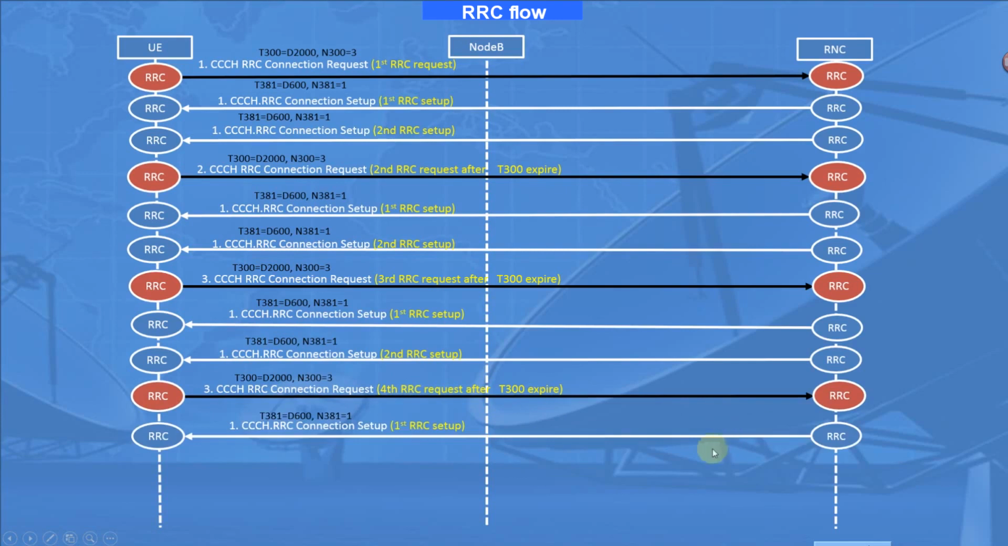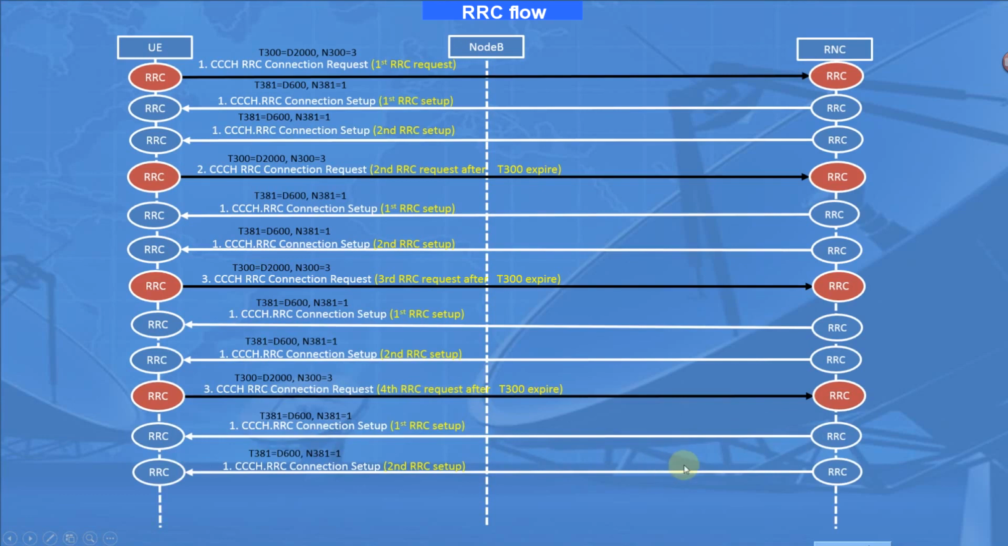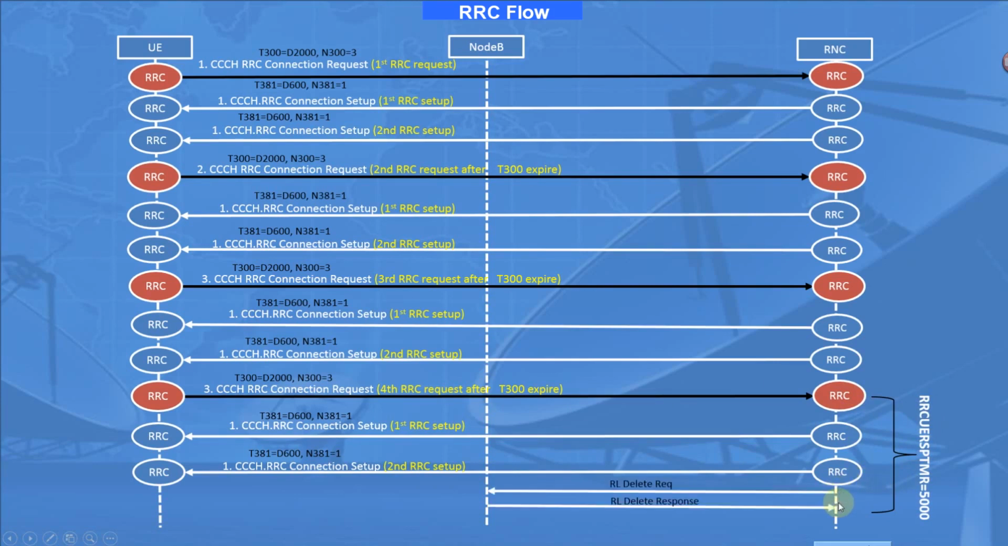After that, RRC will send RRC connection setup 2 times. Here on the last RRC connection, the RRC response timer will start, which equals 5 seconds. If within this timer RRC doesn't receive the RRC connection setup complete message, RRC will send a delete request, then not be verified response. At this point, this RRC will count as failure.